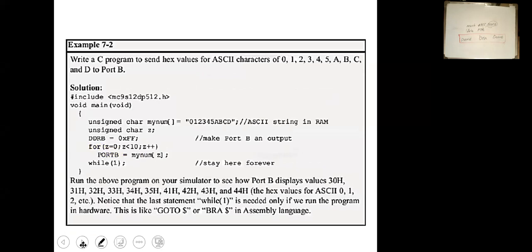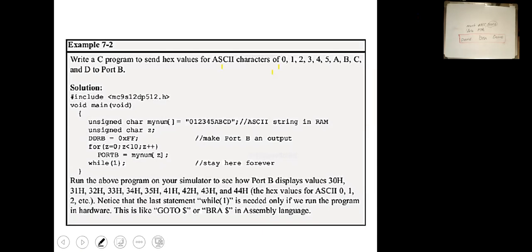Same thing here, a program. As I said, what is left are simply programs. Output these values, send hex values for ASCII characters, 0 through D, through to port B. Nothing new. But here we don't want to send the hexadecimal, we want to send the ASCII.